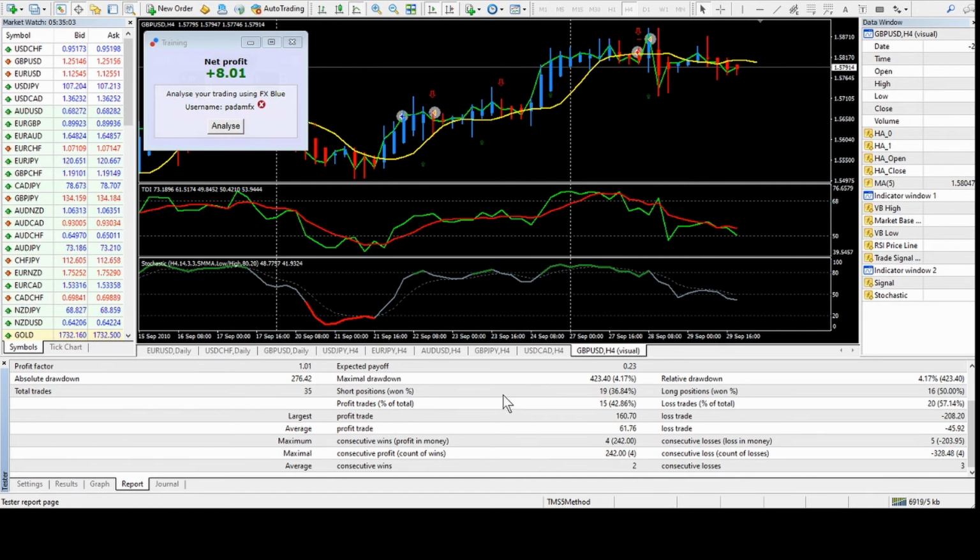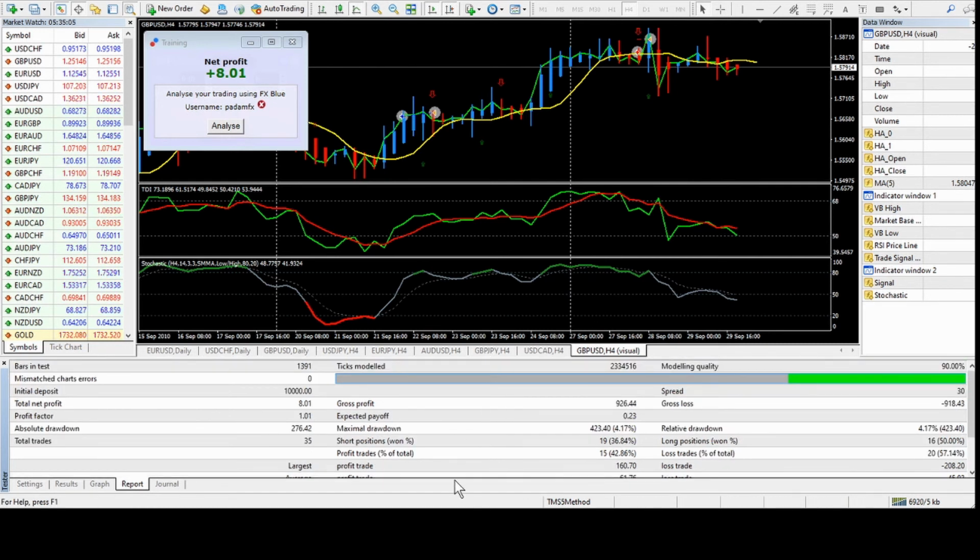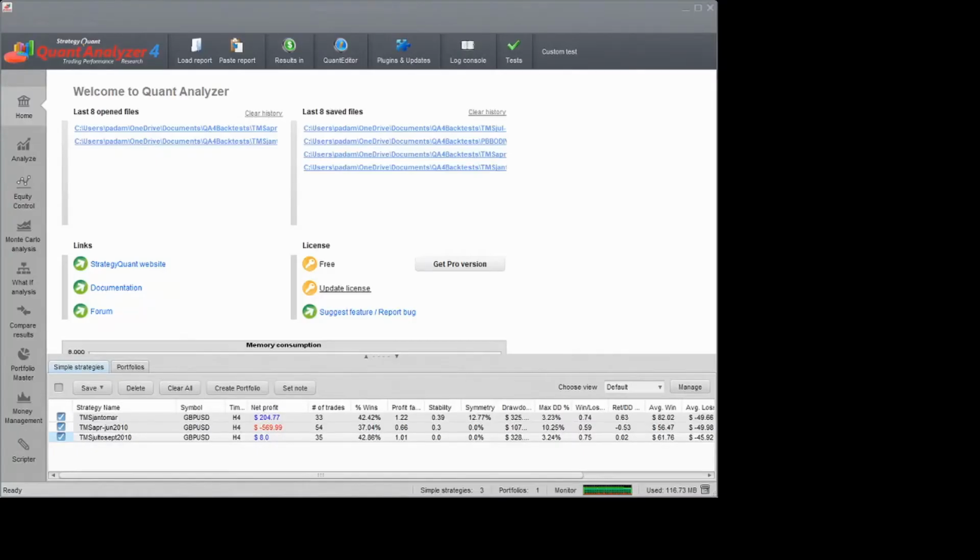So, with that being said, I'm also going to go over to another piece of software that I use, and I was showing you in the last video what this is. This is Quant Analyzer 4, and this basically does an in-depth analysis of trading strategies.